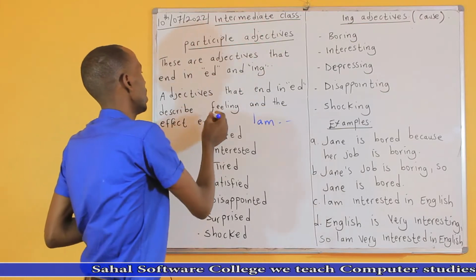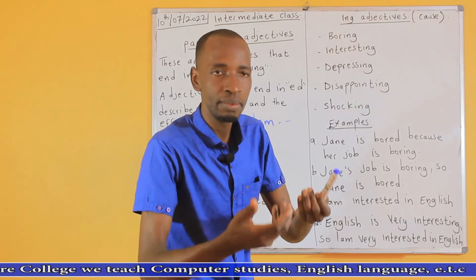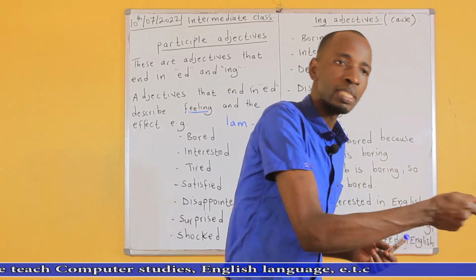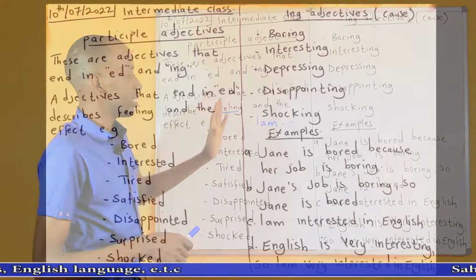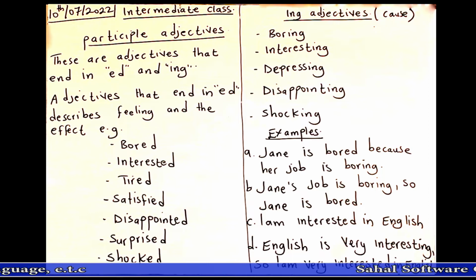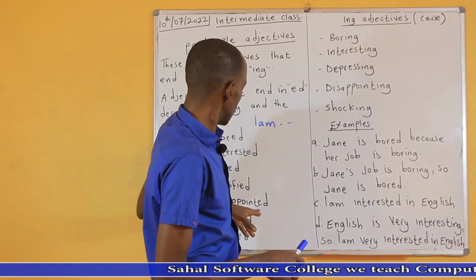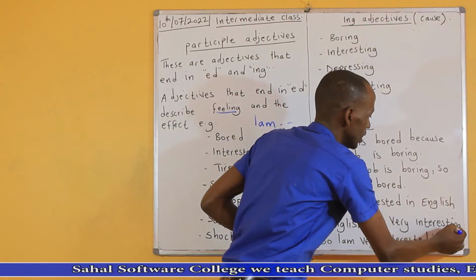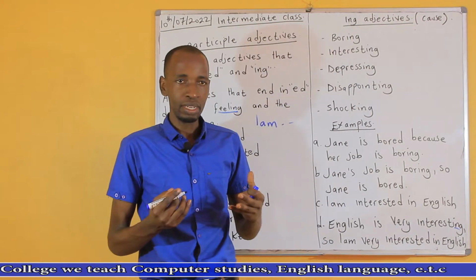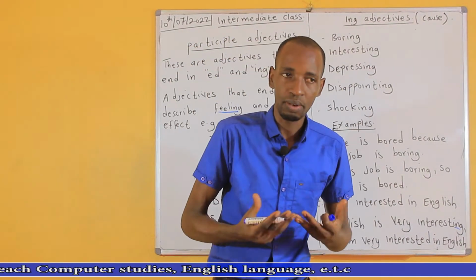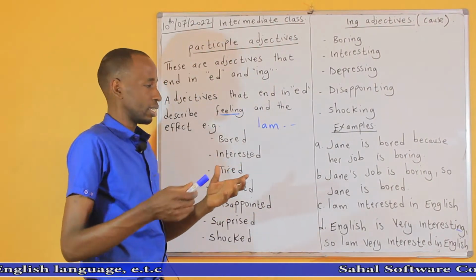Because I explained here, I said this can also show the feeling about something. The feeling you have about something. So I can say I'm interested in English. I am interested in English. English is very interesting. So we can use these adjectives that end in ing to describe something, to talk about something, or to talk about the cause of something. So that is very important for us to understand.